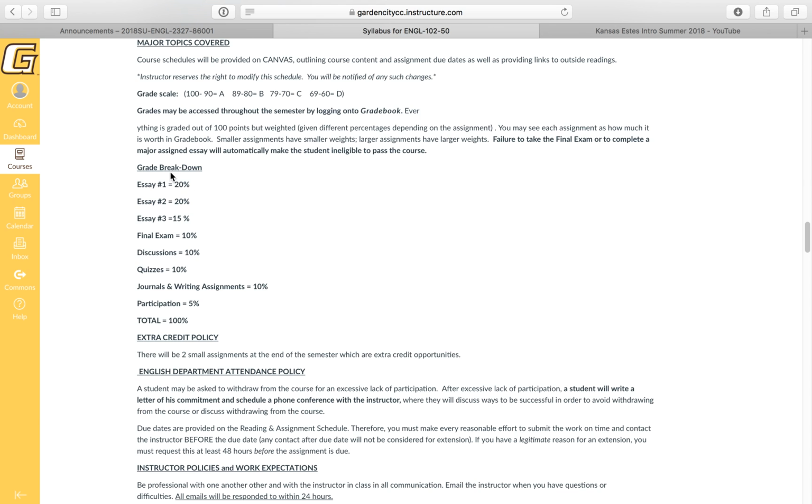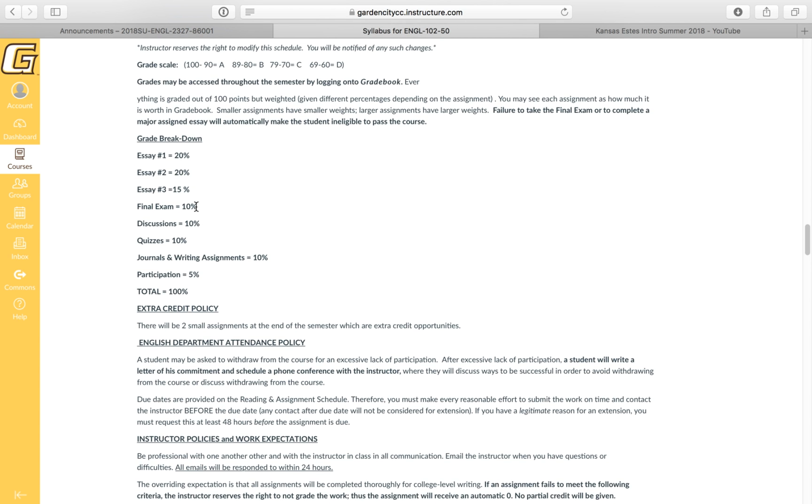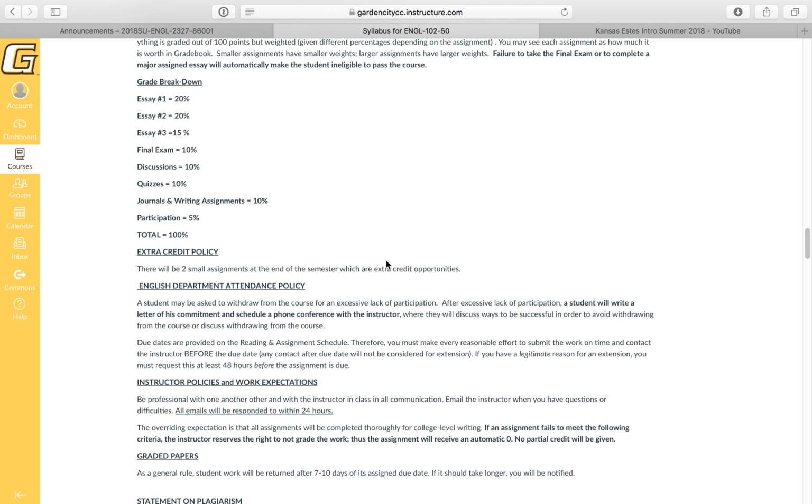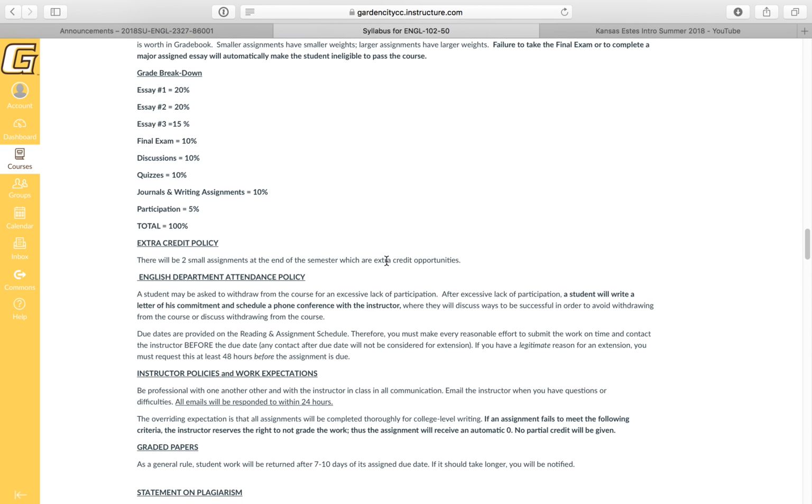The grade breakdown is really simple. Essay 1 is 20%, Essay 2 is 20%, Essay 3 is 15%. Your final exam is 10%. Discussion boards are 10%, quizzes are 10%, any journals or writing assignments are 10% altogether, and your participation is 5%. So altogether it's 100%. There is an extra credit policy, so I do have 2 small assignments at the end of the course which can help you get extra credit on the overall course grade as well as the last essay grade.